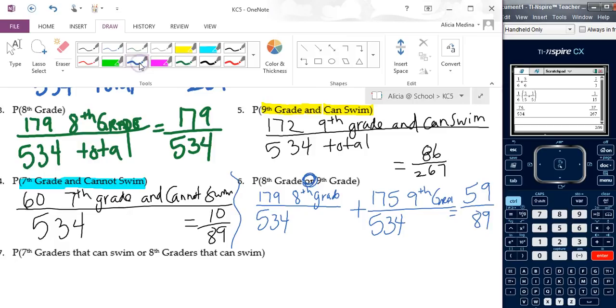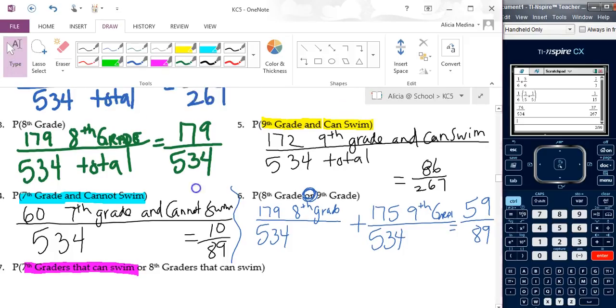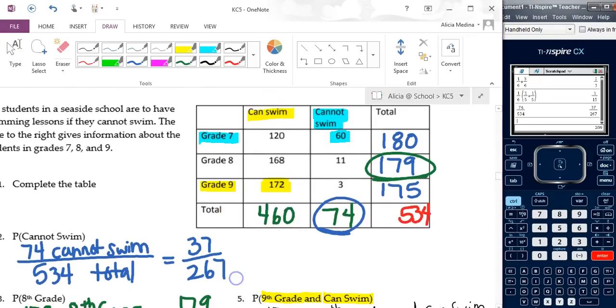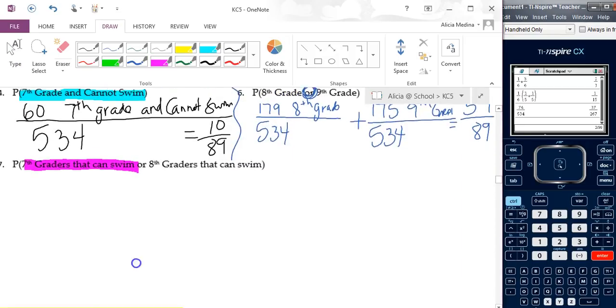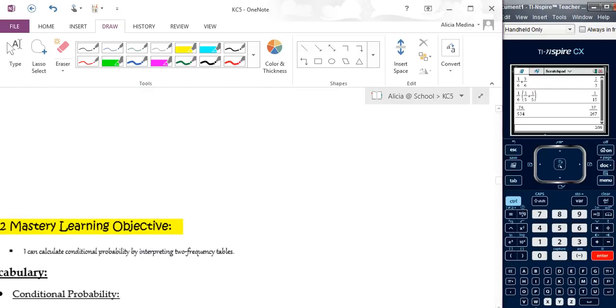Last example here is number 7: the probability of a 7th grader that can swim or an 8th grader that can swim. So looking at our chart, I want to look for the people that are in 7th grade that can swim. 7th graders that can swim are going to give me 120, right? 7th graders that can swim, so 120 over 534. And then how many 8th graders can swim? I'm looking at 8th graders that can also swim, and that's going to be 168. So that's where I'm grabbing these two numbers to add in example number 7.